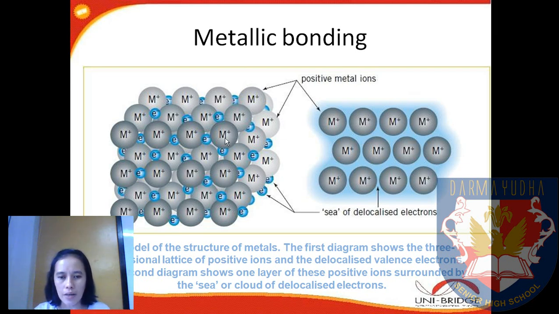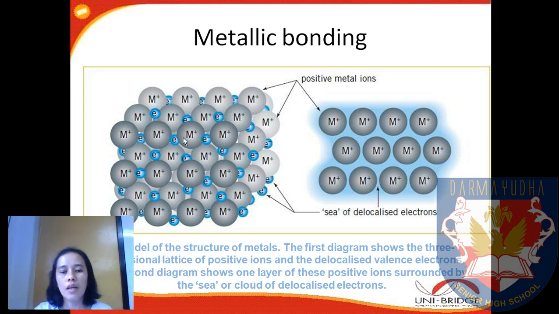In this diagram, the valence electrons of the metal atoms move freely in a three-dimensional arrangement around the positively charged metal ions. So it means that each positive ion is surrounded by electrons. This positive ion is attracted to the mobile electrons by electrostatic force, which forms the metallic bonding.